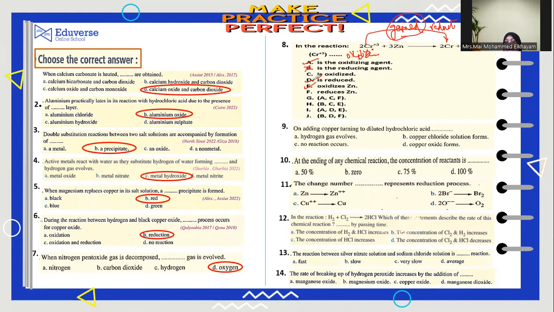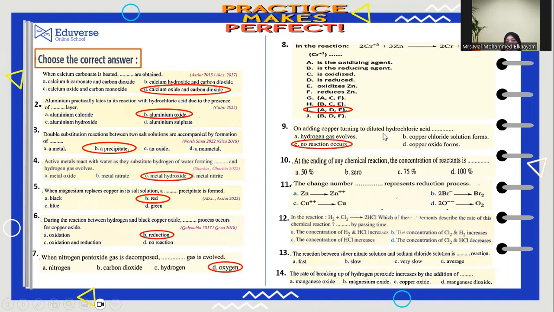So I have A, D, and E. So the answer here will be C. The correct answer is A, D, and E. On adding copper turnings to diluted hydrochloric acid, what will happen? Pay attention. Copper with hydrochloric acid. No reaction occurs because copper comes after the hydrogen in the chemical activity series.